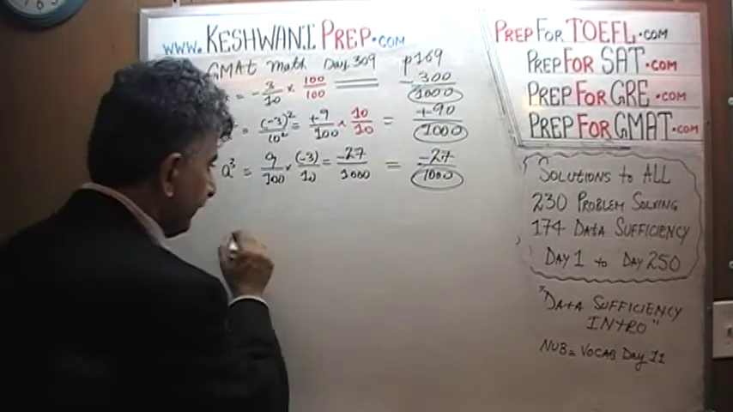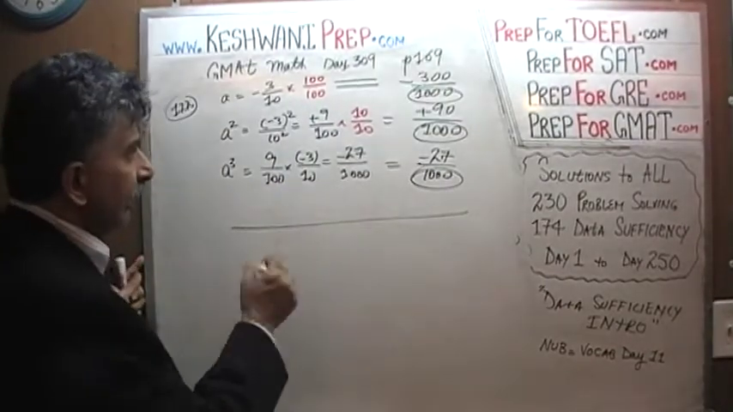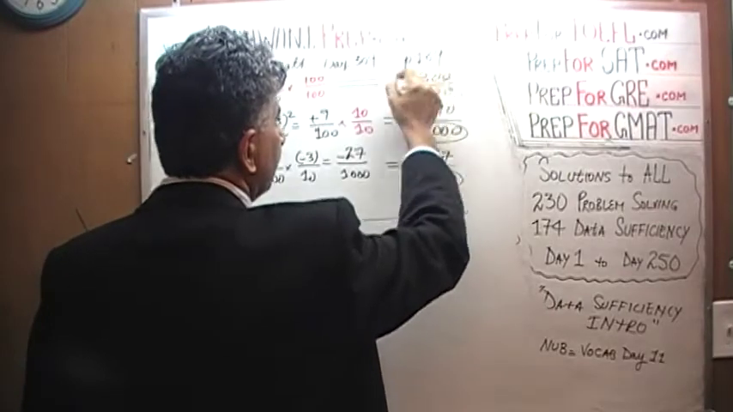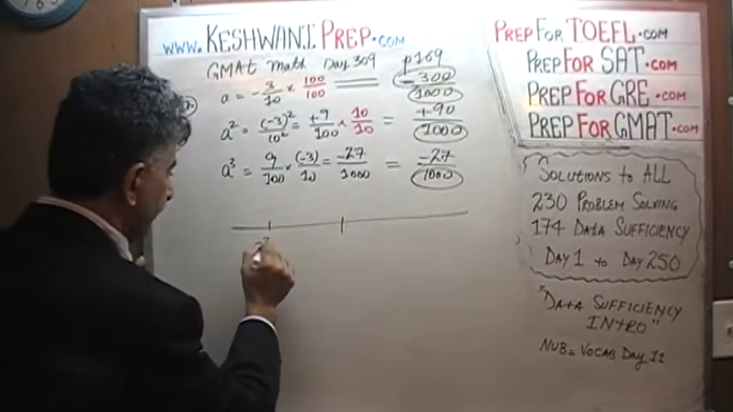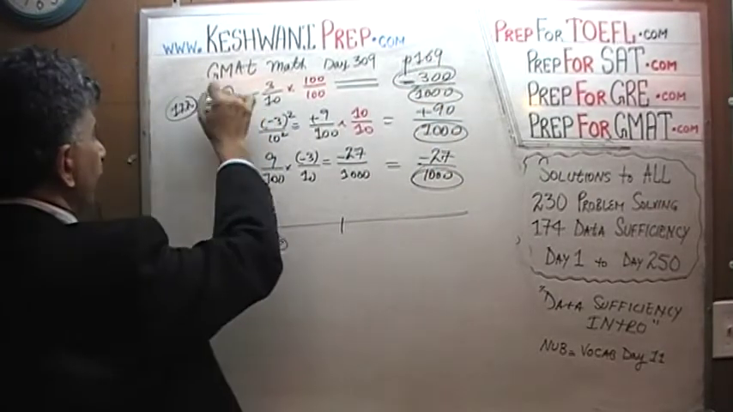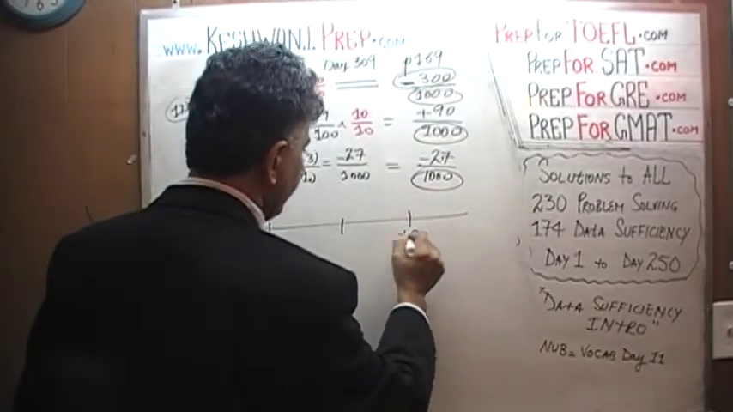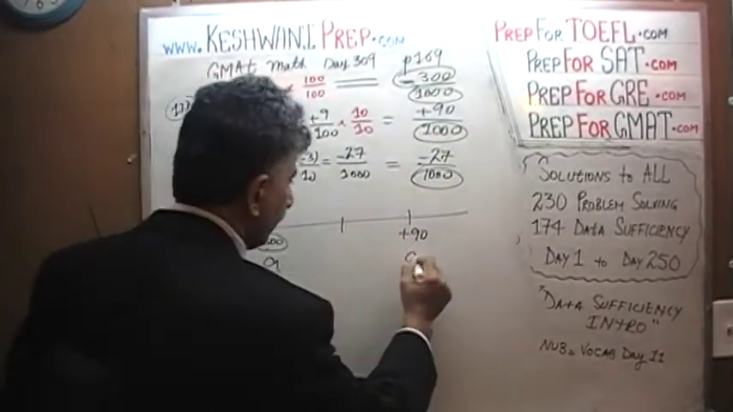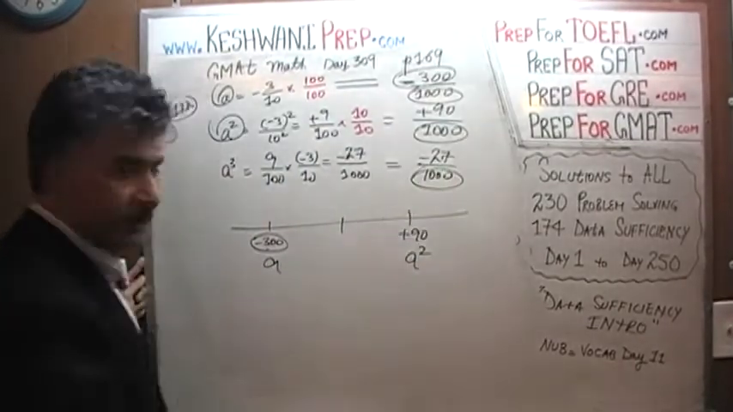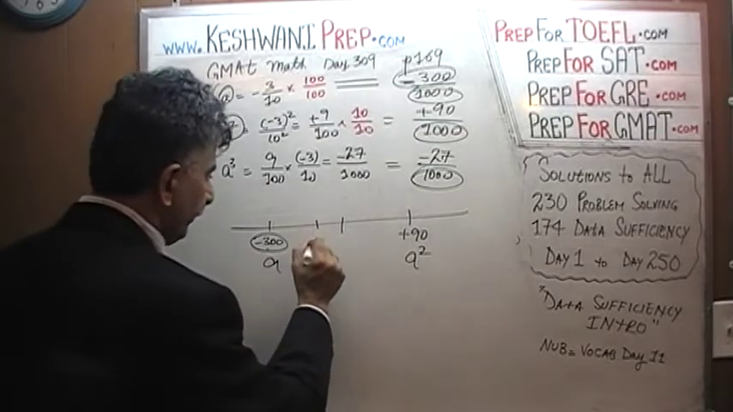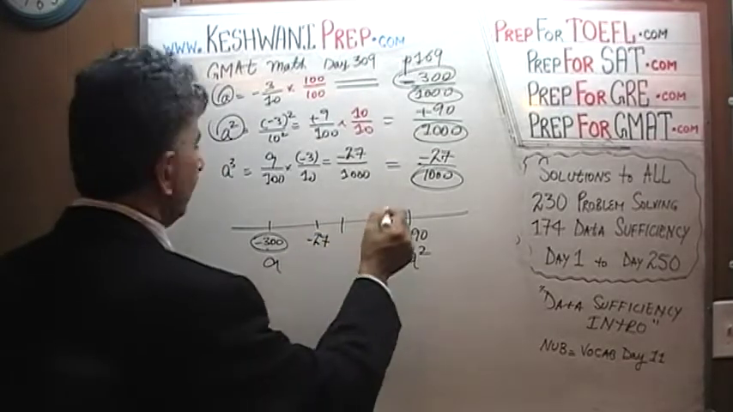All you have to do is now take the number line and arrange the numbers. First one is negative 300 right here, and that was A. So let's put A underneath it. Then we have positive 90. Positive 90 is going to be somewhere here, and that's our A squared. And then finally we have negative 27. If this is negative 300, negative 27 is going to be somewhere here, and that's our A cubed.